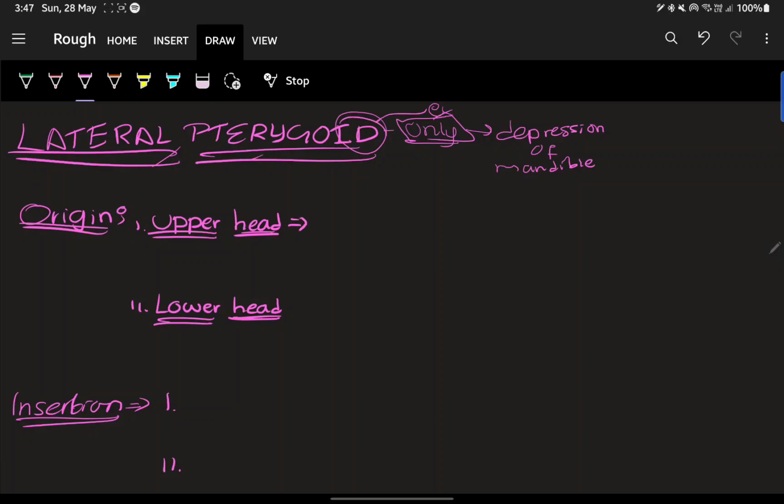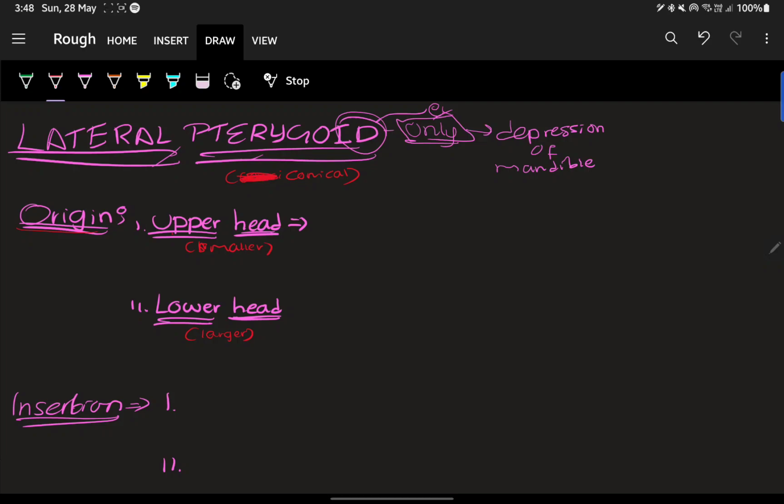So the upper head, okay, now come to the origin. So there are two heads, okay, the upper head, which is smaller compared to the lower head, and the lower head, which is larger. Okay, this muscle is conical in shape. It's not important, but I'm just stating it. Conical in shape. Okay, and it's a short muscle. That's not important, but just stating it.